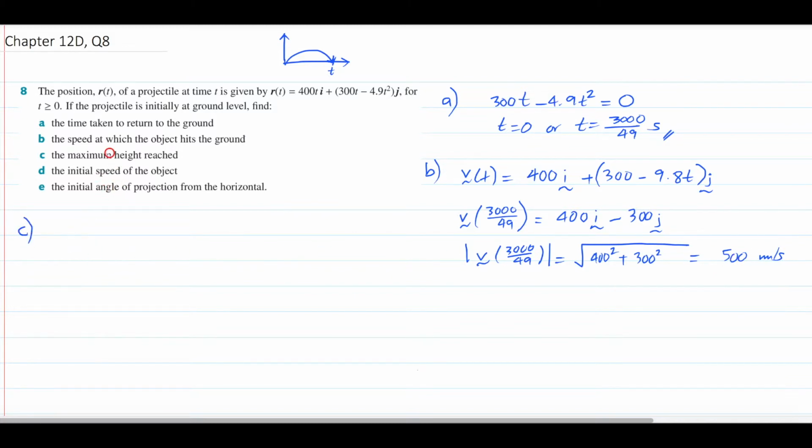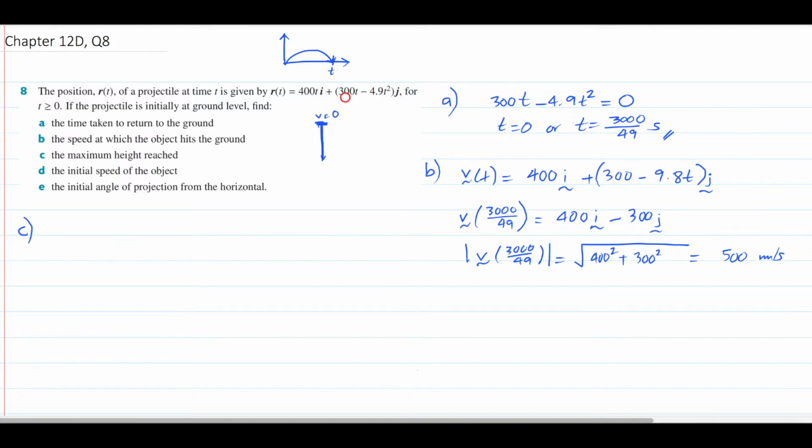This is a really great one. Part C asks you for the maximum height reached. If you want to find the maximum height, as we learned in kinematics, it is when the velocity of the object as it's traveling reaches 0. When velocity becomes 0, it will then fall back down. So the highest height the object reaches is when velocity equals 0. Now, the thing is, how do you know which component of your velocity you should let equal 0?